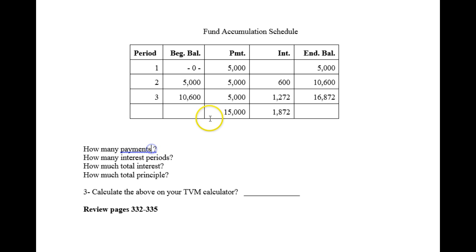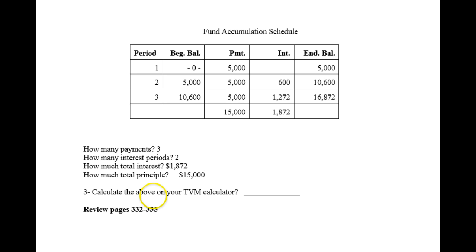Let's focus on that a little bit. I'll get rid of that blank space there. How many payments do you see on the accumulation schedule we just made? 1, 2, 3. So 3 payments. How many interest periods? 2 interest periods. What's the total interest on this one? Well, the total interest is going to be $1,872 because the payments were made at the end. And what's the total principal? The total principal on this is going to be $15,000.